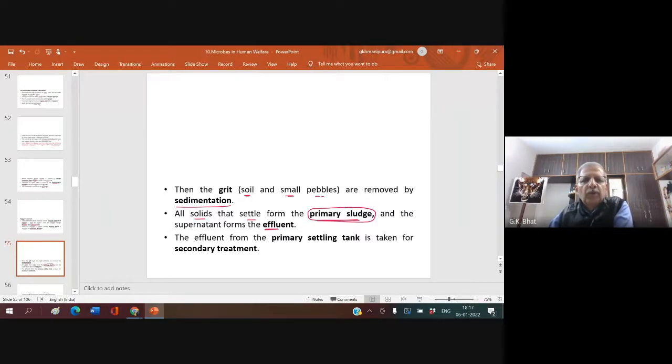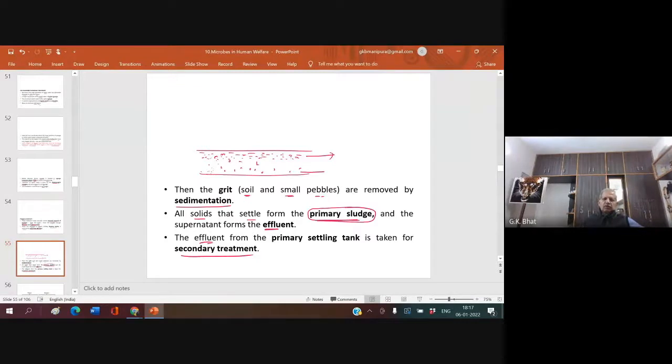Suppose we make some sewage water flow. You see that all the small soil and small pebbles collect at the bottom. Clean water, supernatant water, flows on the upper side, and this flowing supernatant is called effluent, and down below is the primary sludge. Effluent from the primary settling tank is now taken to secondary treatment.